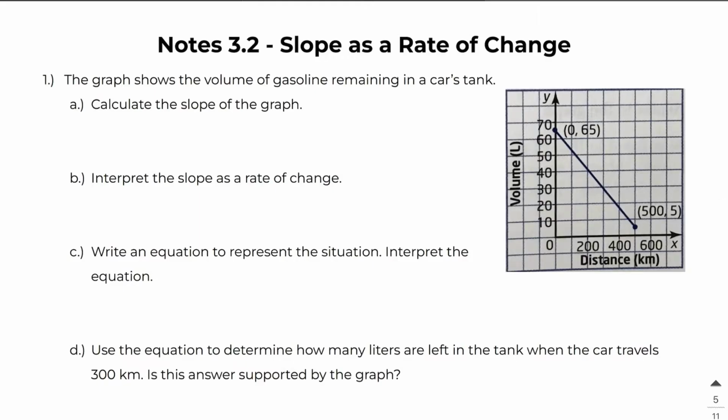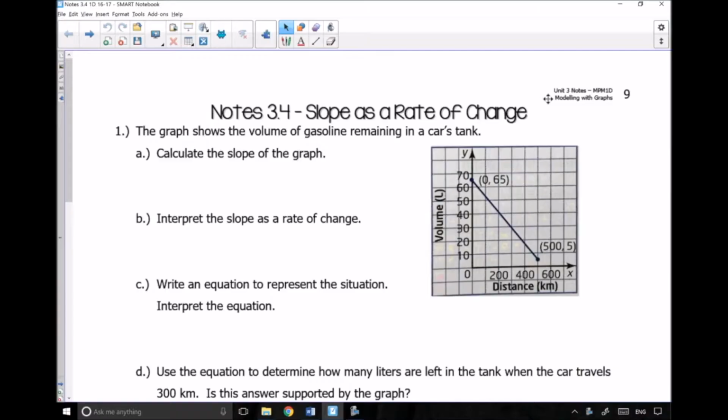Hi people, notes 3.2 are on slope as a rate of change. And even though the next part of the video is going to say that it's notes 3.4, you are watching the right video. This is supposed to be notes 3.2. So let's take a look at what question number 1 says.